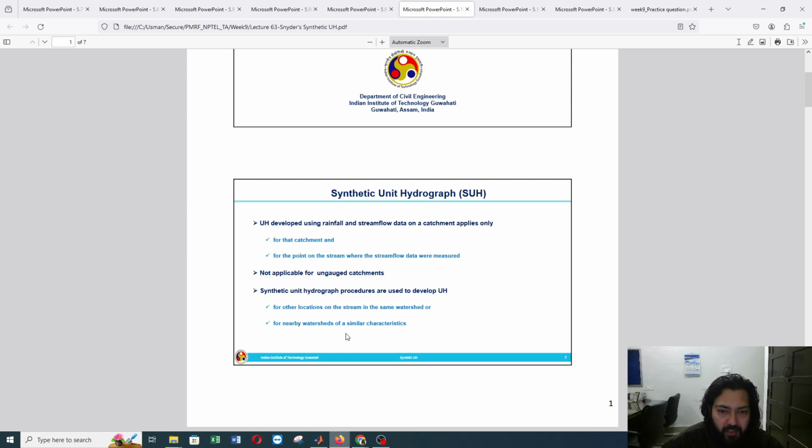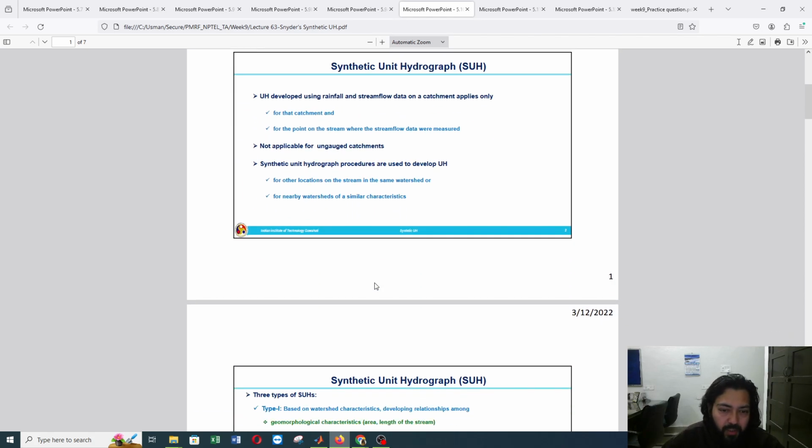synthetic unit hydrograph, right? So here, as they have mentioned, a unit hydrograph developed using rainfall and streamflow data on a catchment applies only for that catchment and for the point on the stream where streamflow data were measured, right? So they are not applicable for an ungauged catchment, whereas synthetic unit hydrograph procedures are used to develop a unit hydrograph for a location on the stream in the same watershed or in a nearby watershed. So here they are saying the limitation of the unit hydrograph, that it cannot be applied to an ungauged catchment. In order to overcome that limitation, we use the synthetic unit hydrograph, right?